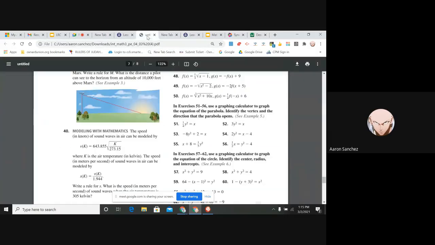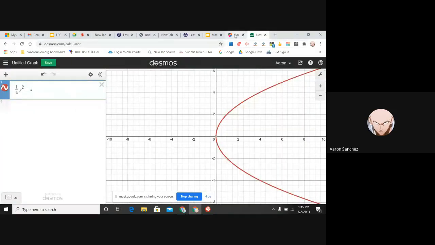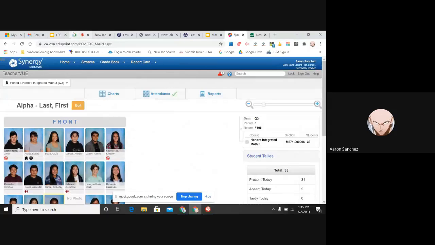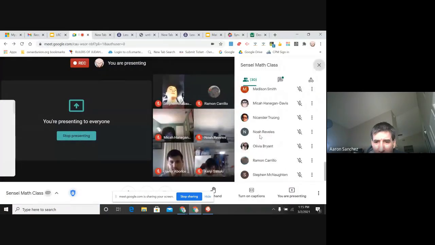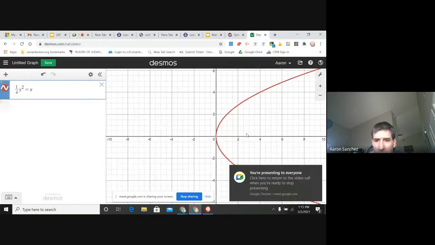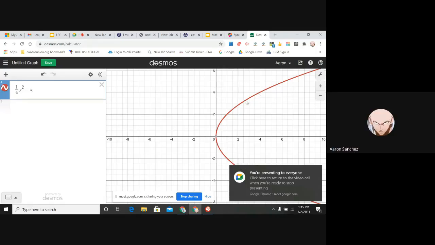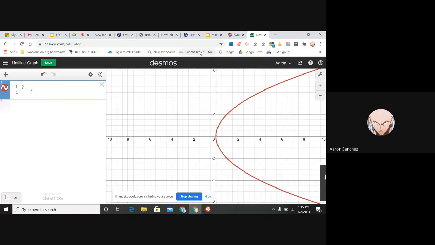And what else do they want us to find on this? Identify the vertex and the direction the parabola opens. What direction does this parabola open? Olivia, what direction does this parabola open? To the right. Yeah, to the right. I know it's not really a parabola though. I don't know why I said it's a parabola. That's it. Are there any questions?